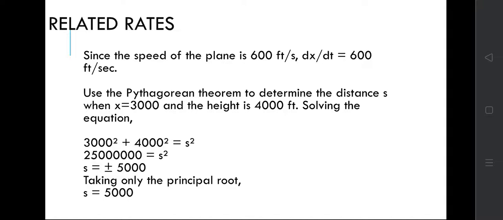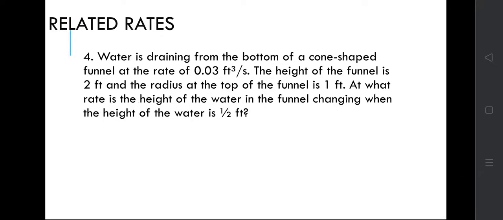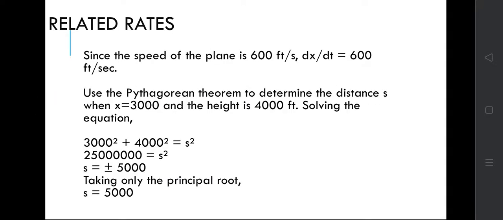Using the Pythagorean theorem to determine the distance when x is equal to 3,000 and the height is 4,000, we will now have the Pythagorean equation ulit. 3,000 squared plus 4,000 squared equals s squared. S is equal to plus or minus 5,000, pero since ang kailangan natin sa problem ay yung distance and distance are only positive values. We only need the s equals 5,000 as the probable answer. And technically, yun yung answer.